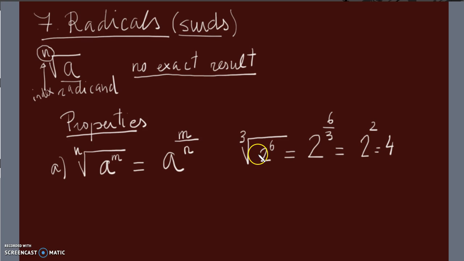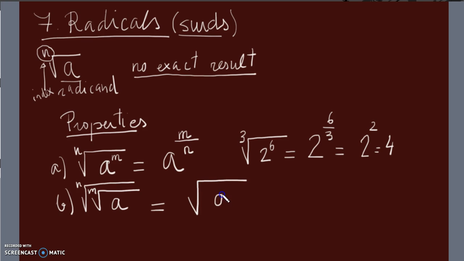Well, another property that we are going to see is when you have different radicals together. So in this case, what you have to do is to put everything in the same radical, and the index is going to be the multiplication of the indexes. Okay, so let's see an example.